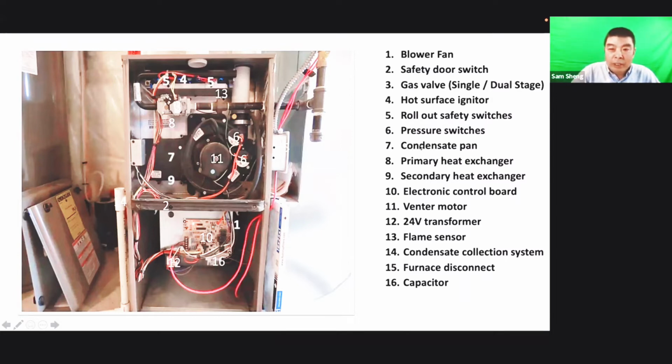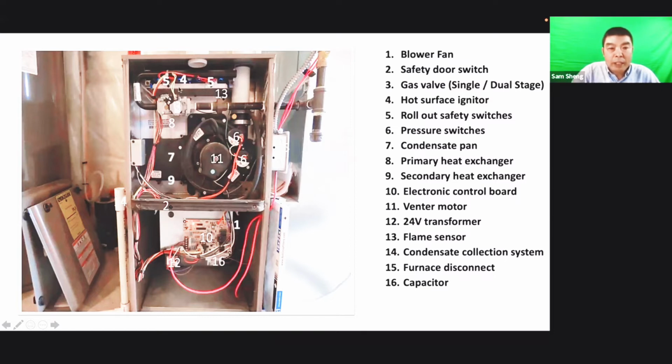Okay, yeah. So we forgot to talk about the roll-out switch. Normally we can see them in pairs. Sometimes it's 2, sometimes maybe it's 4. The position should be around the burner.